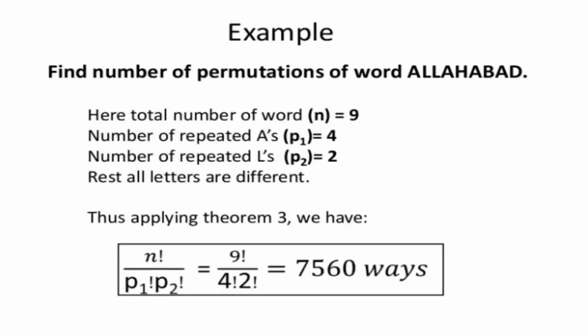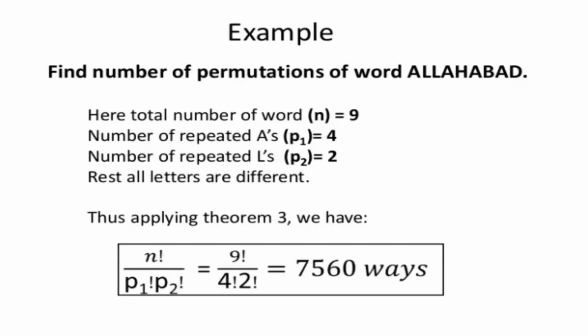So simple. You apply the formula. 9 factorial over, you've got 4 A's, 2 L's. So 9 factorial over 4 factorial, 2 factorial. And well, the calculator will do that for us, right? 7,560.